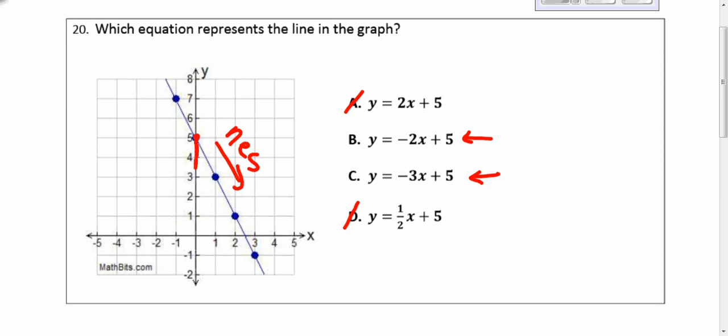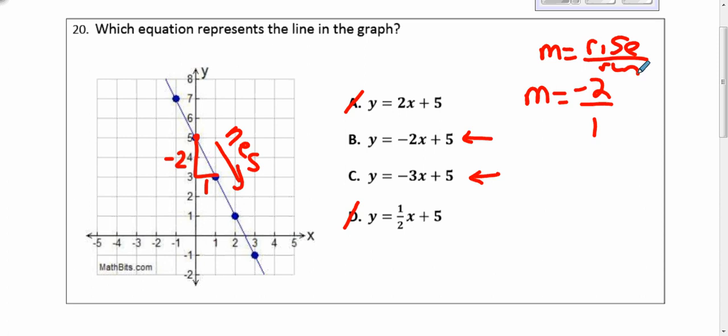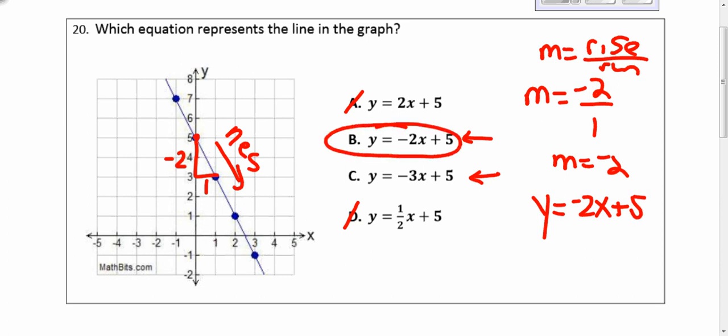So now I'm just going to do the rise over run. I'm going to go down 2 and run 1. So the slope is negative 2, rise over run. And the slope is negative 2 over 1, which is negative 2. So the equation of this line is y equals negative 2x plus 5. So B is your answer.